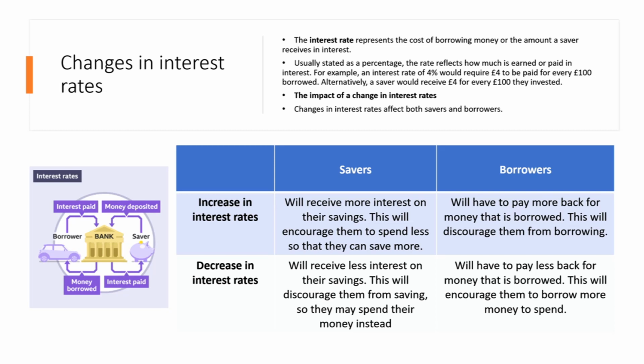So for savers, they will receive more interest on their savings. This will encourage them to spend less so that they can save more. And as for borrowers, they will have to pay more back for the money that is borrowed. So this will discourage them from borrowing.